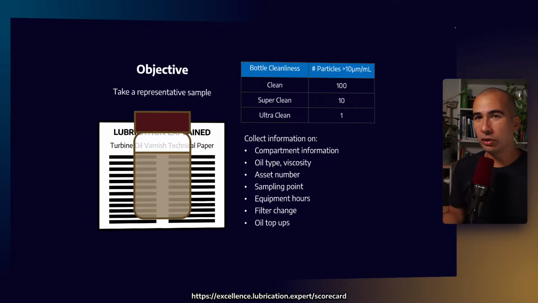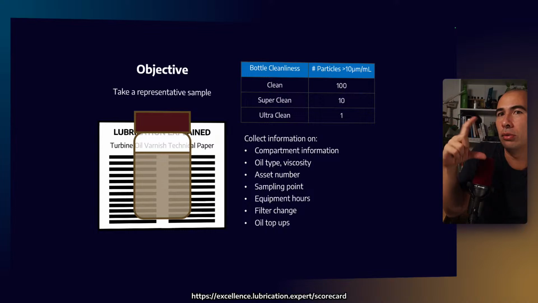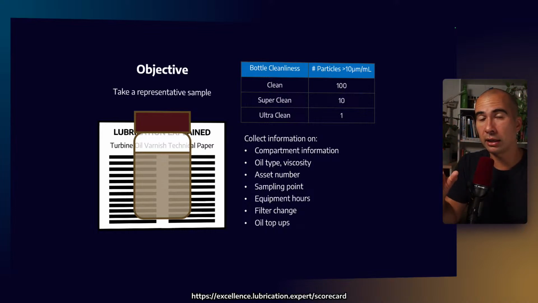Now, another thing which is really important to do before we've even taken a sample is to know where we are taking the sample from, the oil type, the oil viscosity, the asset number. All of this information needs to be cataloged. Otherwise, the actual result itself is almost meaningless without context.